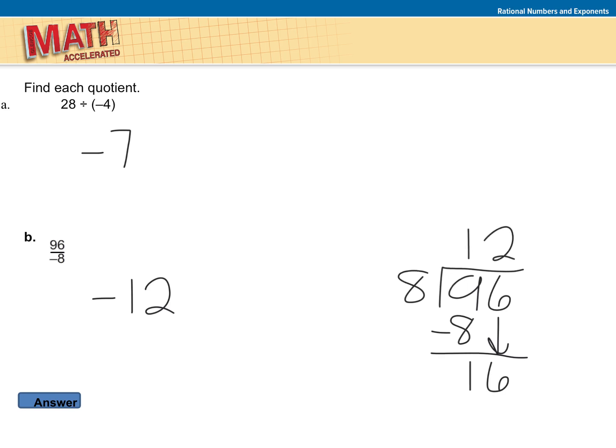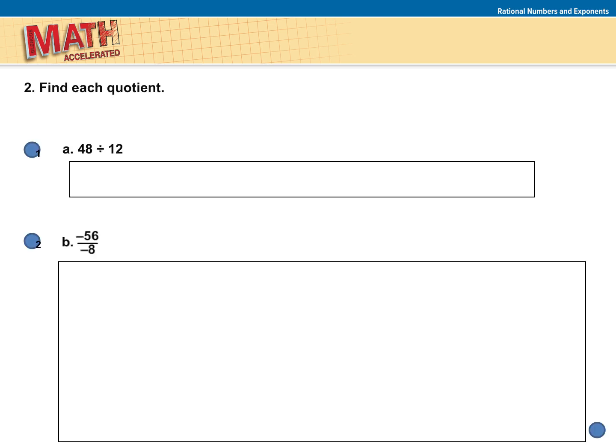Okay? So, moving on. Now we're dealing with same signs. Positive divided by a positive gives you a positive. What's 48 divided by 12? It is 4. Negative divided by a negative gives you a positive. What's 56 divided by 8? Close. It is 7. Good job, Dawson. Okay? Try those next two on your own. Yep, flip your page over.